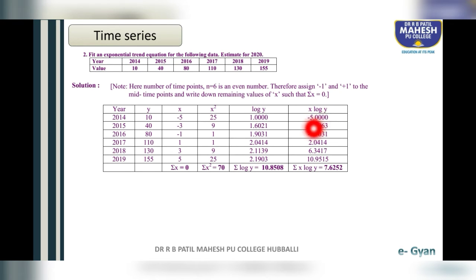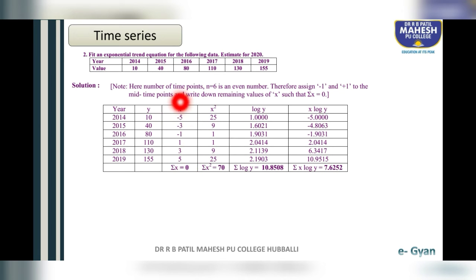Then multiply x into log of y. Here, x into log of y: minus into plus is minus, minus 5 into 1 is minus 5. Minus into plus is minus, 3 into 1.6021 is 4.8063. Next, minus 1 into 1.9031 is minus 1.9031. Next, 1 into 2.0414 is 2.0414. Next, 3 into 2.1139 is 6.3417. Next, 5 into 2.1903 is 10.9515.